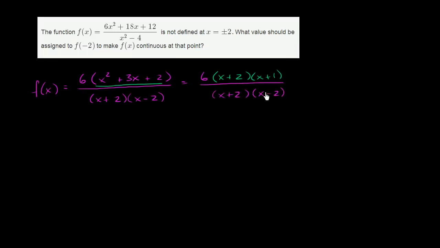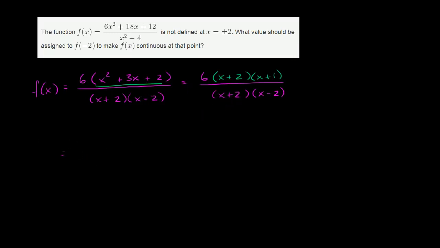Now, if we know that x does not equal negative 2, then we can divide both the numerator and the denominator by x plus 2. The reason why I'm making that constraint is that if x were to be equal to negative 2, then x plus 2 is going to be equal to 0, and you won't be able to do that. We don't know what it means to divide something by 0. So we can divide the numerator and the denominator by x plus 2, but we have to assume that x is not equal to negative 2.